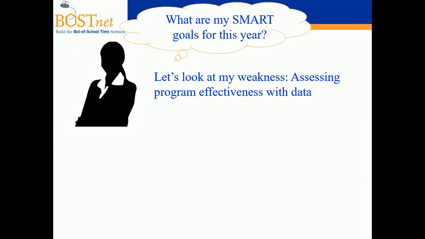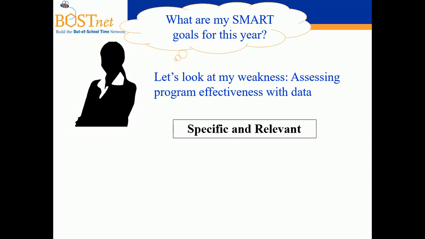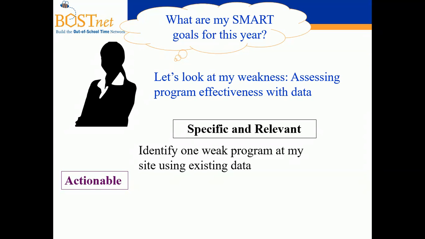So if we're looking at making that less than SMART goal into a SMART goal, we need to really hone in on the weakness. So for this person, assessing program effectiveness with data is really the thing that this person has identified as an area of growth. So let's take a look at the acronym. Specific and relevant. So we see that the next metric for assessing a SMART goal is actionable. And this section of the goal, use the CQI process, actually puts an action step into the SMART goal. So it identifies the specific process that will be used to identify the weak point in the program.